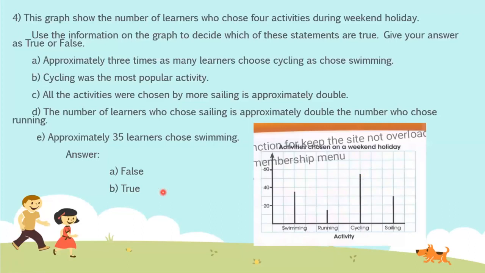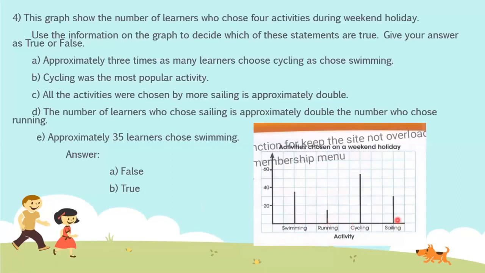Sailing is approximately double. What is that? All the activities were chosen by more. Sailing is approximately double. Yeah, obviously most of them chose all the activities. That's why we got a graph like this. Sailing is approximately double.